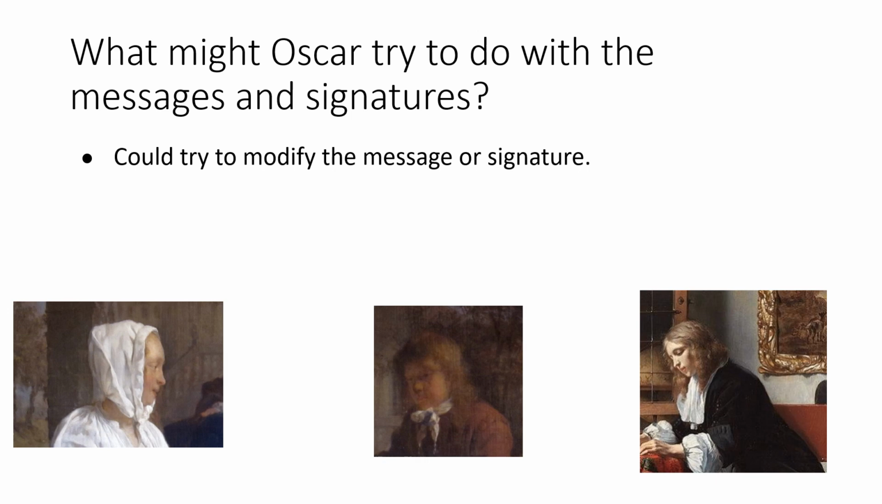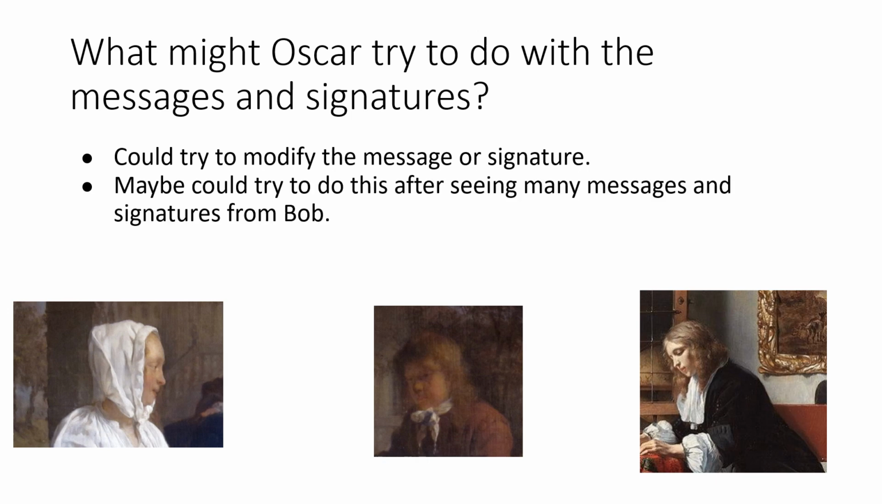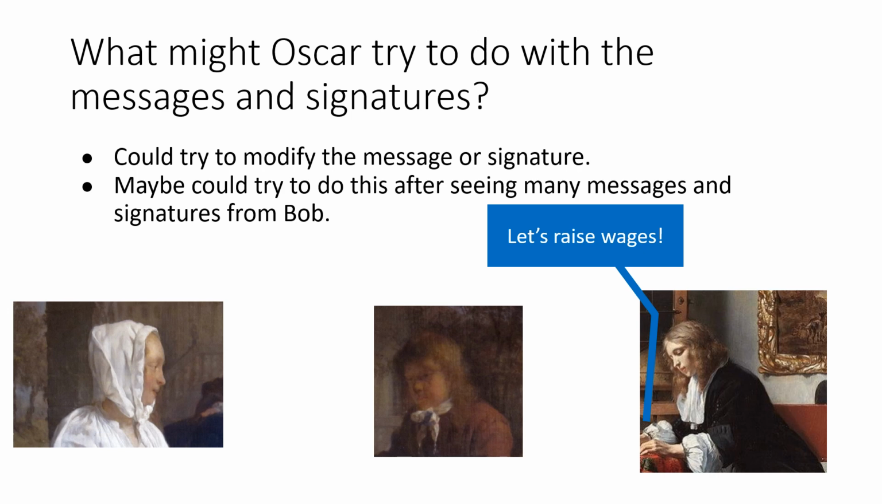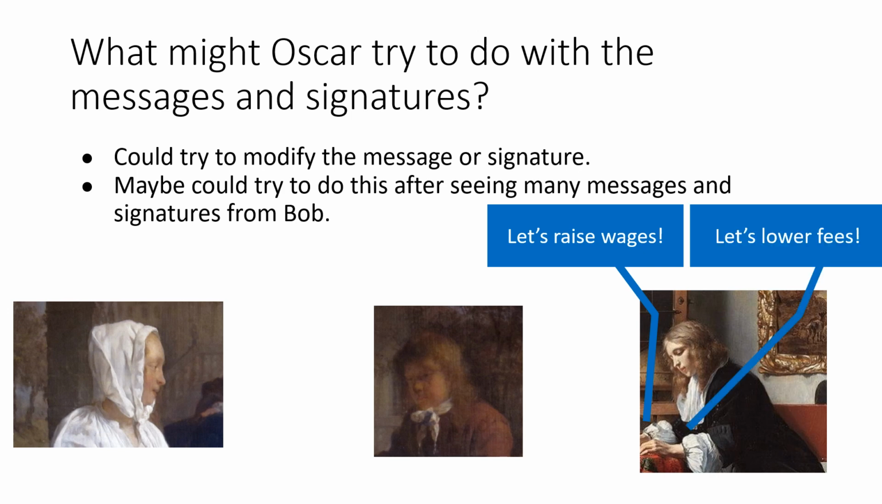Maybe he's going to see a lot of messages that Bob sends out, and he could try to modify the signatures with that in mind. Let's look at an example of how he might do this. Bob, of course, says, let's raise wages, and he also sends out a message that says, let's lower fees. He'll send these messages out, maybe he puts them on a bulletin board, but Oscar is going to come in the night, and he's going to see both of those signatures, and he might try to do a little mix and match and create a message that says, let's raise fees, that Alice is going to think looks like it comes from Bob.